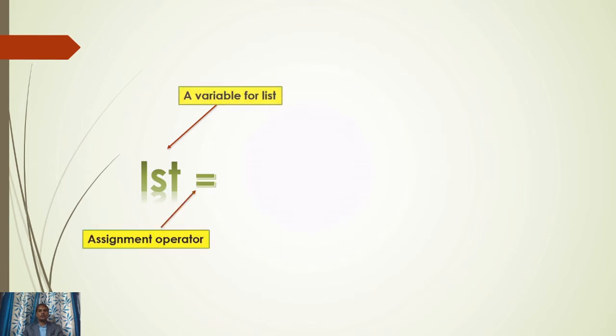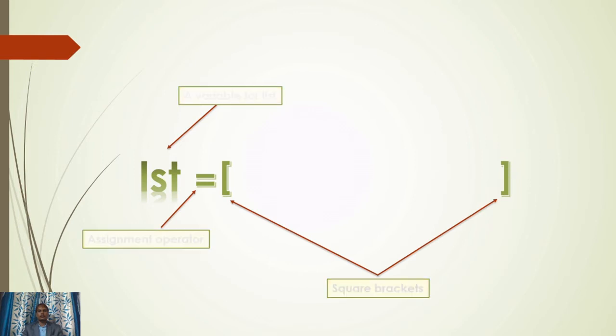To create a list, I have taken a simple variable called lst. Now, in this variable, I want to assign all the values of the list. I'll use an assignment operator. Now, all the values are enclosed in a square bracket. Inside the square bracket, I can add any number of values. They can be similar values or mixed values.